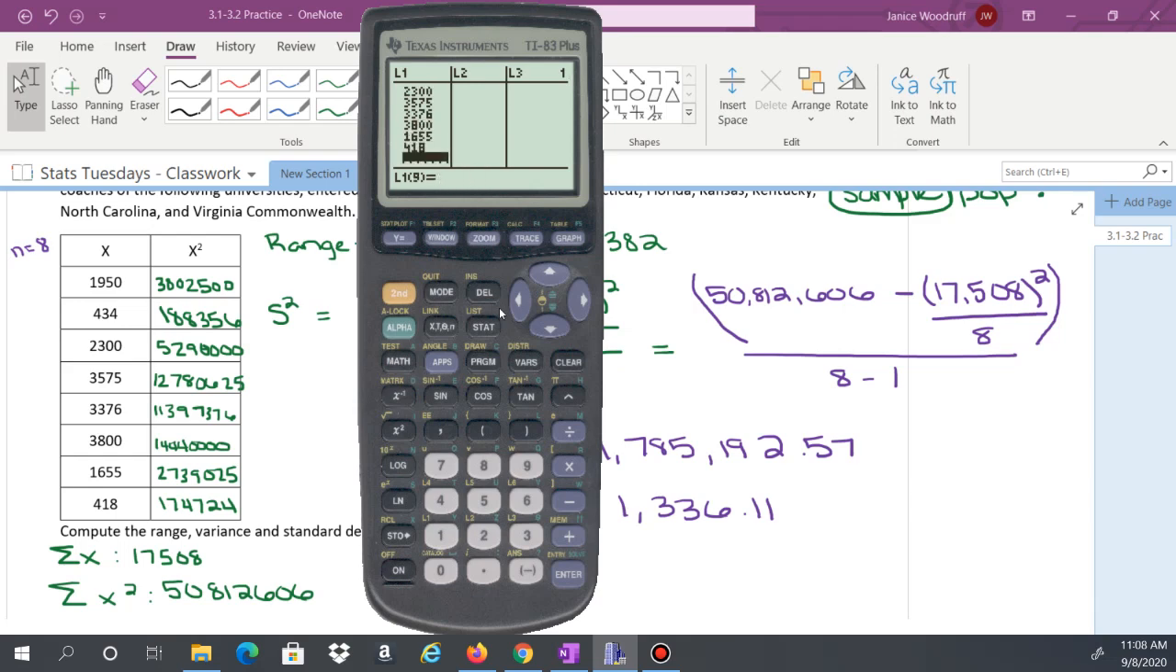1655, 418. I'm thinking I might become a basketball coach.